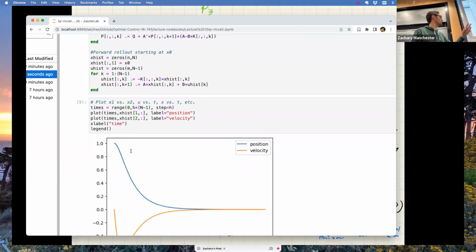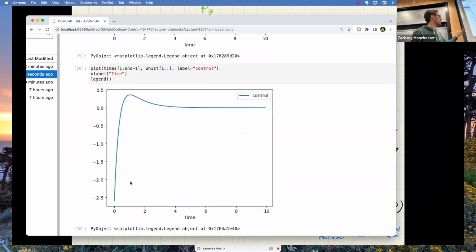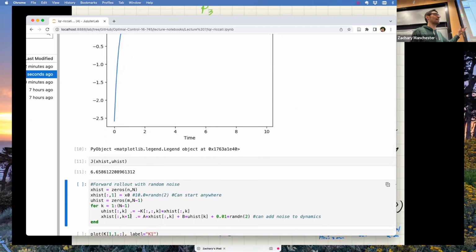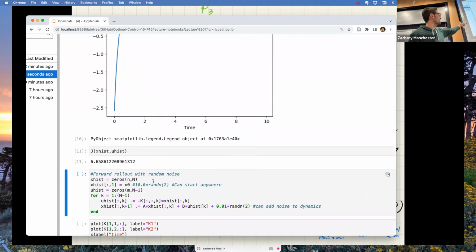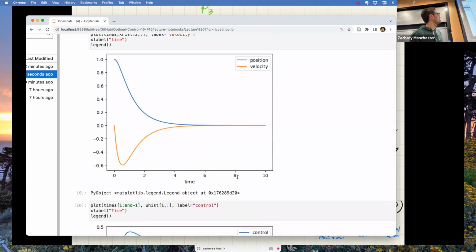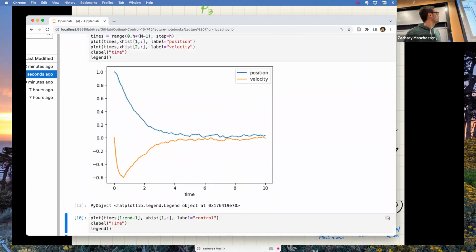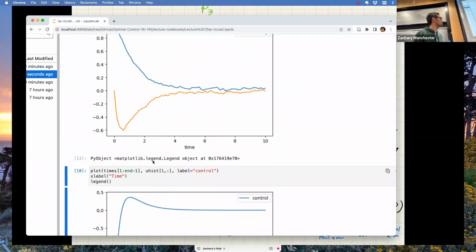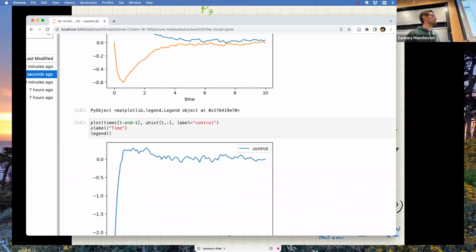Even cooler, going back to that feedback policy thing, I can roll this out with random noise, right? And have a stabilizing feedback controller. So let's do that. I'm going to add a bunch of random noise along the trajectory. Let's see what happens now. You'll see noisy stuff, but it's stabilizing feedback and it's driving me to the origin, with all the disturbances and noise. So I have this stabilizing feedback policy that comes out of this, which is super cool.